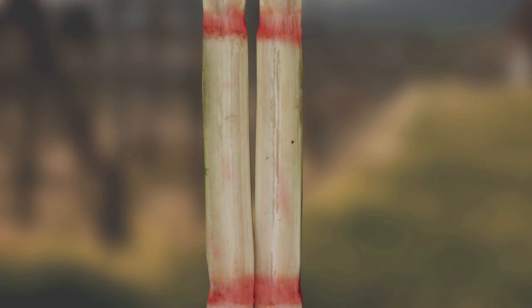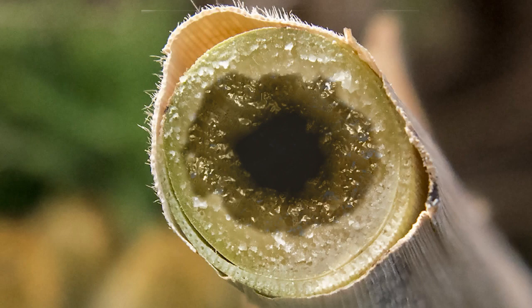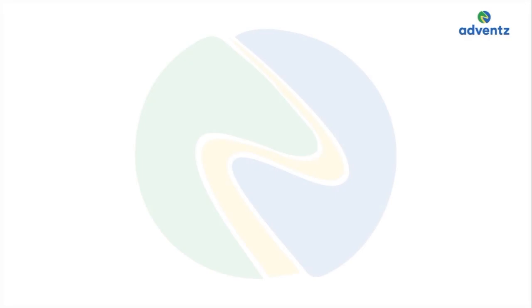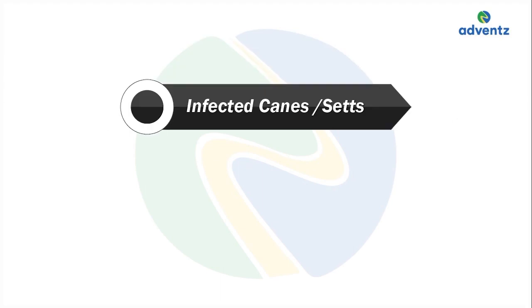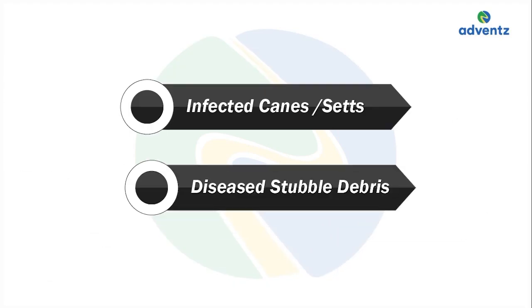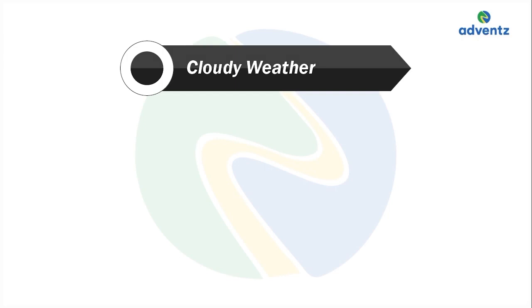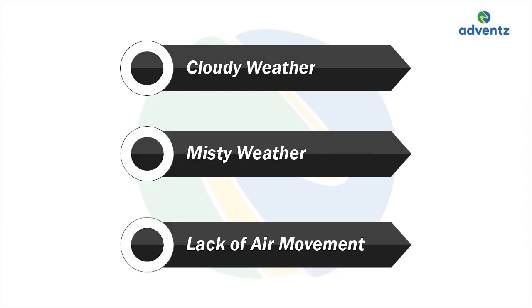On splitting the canes at early stage of infection, diffuse purple or muddy red color in conical patches can be seen at each node just above the ground ring that passes through from one internode to the other. At a later stage, spindle-shaped cavities tapering towards the nodes develop in each internode. The perpetuation is primarily through infected sets or canes, diseased stubble or debris, wind, rain, and irrigation water. Favorable conditions are overnight temperature above the seasonal averages, cloudy weather, misty weather conditions, and lack of air movement.